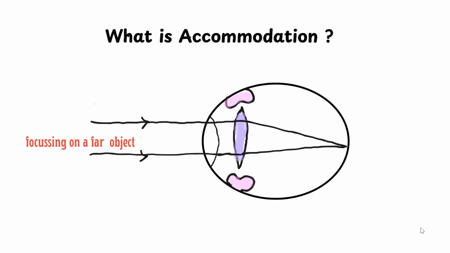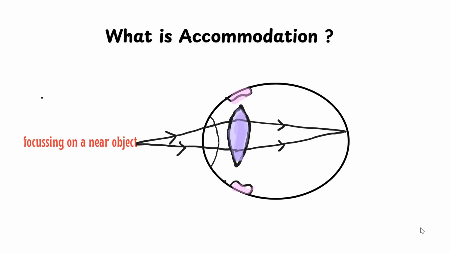Normally, when we are looking at a far object and if we do not have any refractive error, that means if we are emmetropic, the rays of light which are coming from infinity are going to fall and focus exactly on the retina. However, when we want to focus on an object which is present at a near distance, say at 30 centimeters, 33 centimeters, the rays, instead of being parallel, are going to become more diverging. And these diverging rays are going to focus on the retina only with the help of the lens.